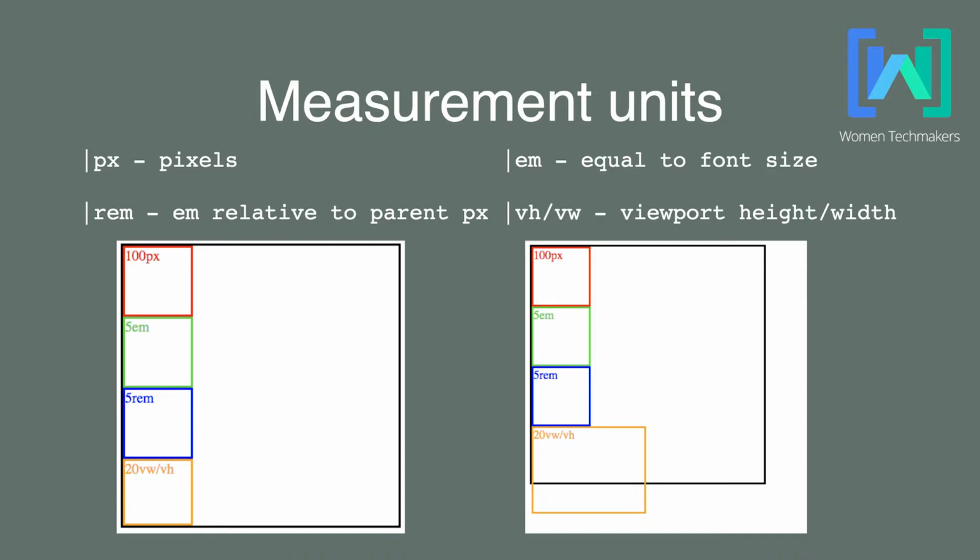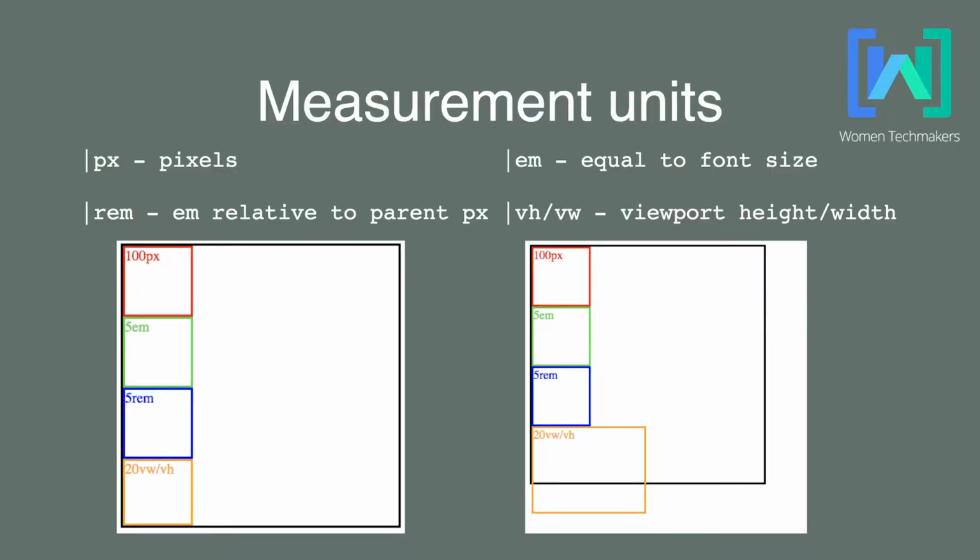And now we have ems and rems. So ems, this sort of comes from typography terms, but these would be equivalent to the font size. So like 1 em would be the size of whatever your base font size is. If it's 16 pixels, 1 em is 16 pixels tall.